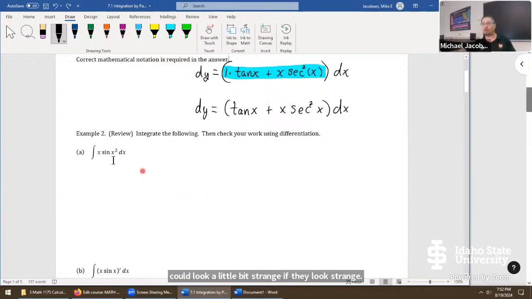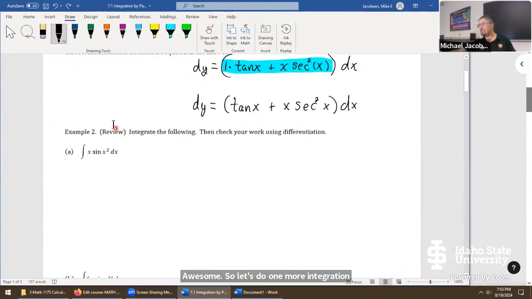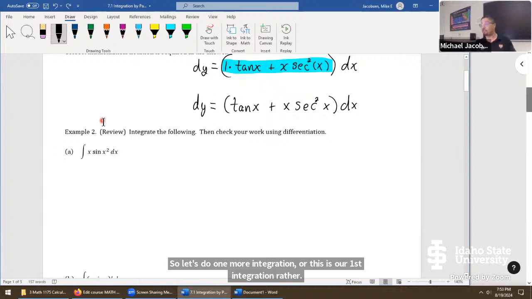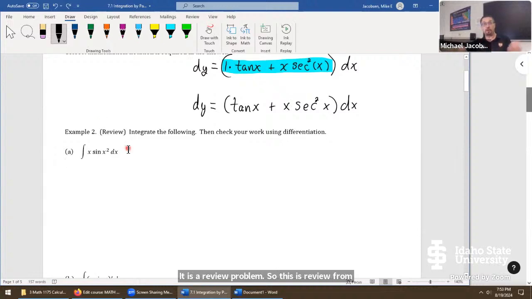Let's see if we can do one more problem. How about we end today on part A? Does that sound all right to folks? Awesome. So let's do one more integration, or this is our first integration rather. It is a review problem, so this is review from Calculus 1, but stuff we have to do all the time still. So we might as well start here.